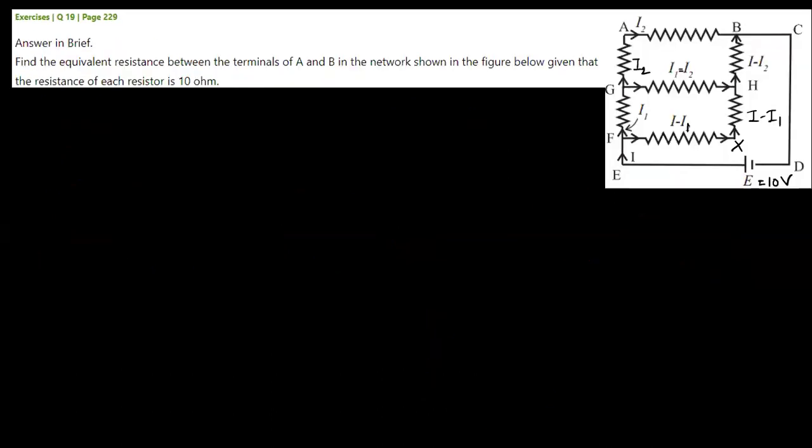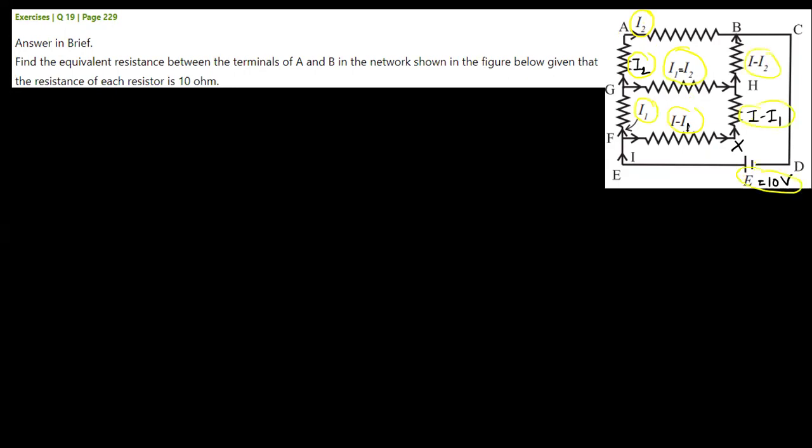A very, very important Kirchhoff law application based sum. There are some changes in the circuit diagram. I want all of you to please look at this. So here this is I2, this is I2, this is I2, this is also I2, this is also I2. Here this is I1, this is I minus I1, this is I1 minus I2, this is I minus I2, this is I minus I1. The EMF is 10 volt.